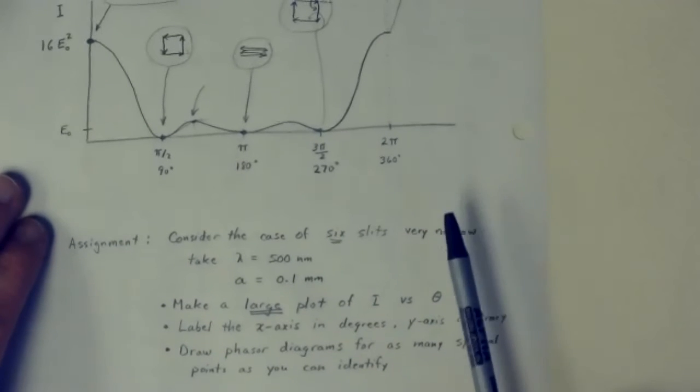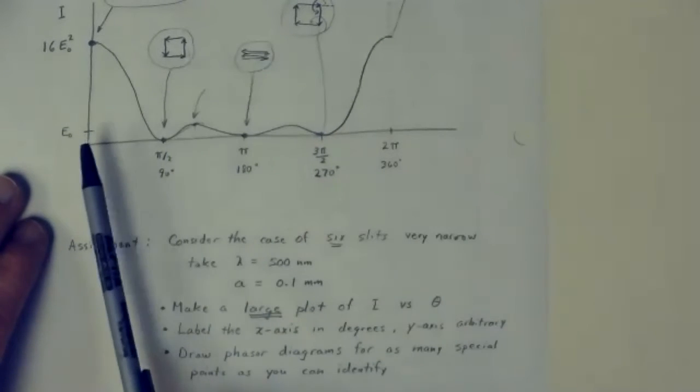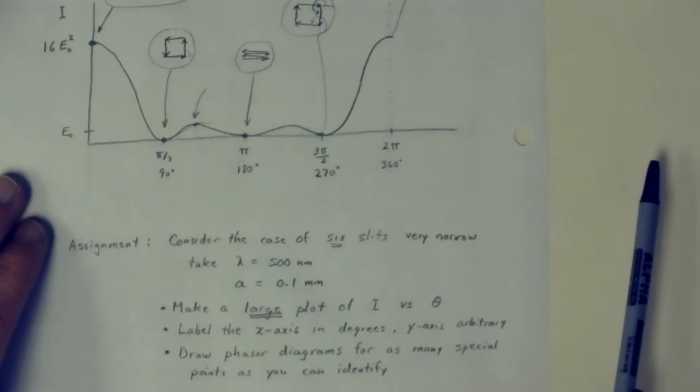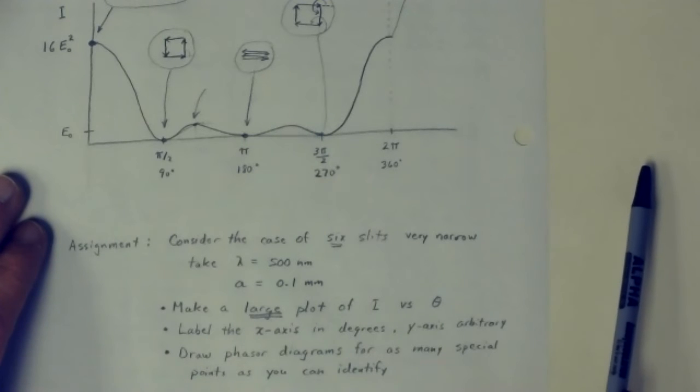And then the trick is to go on that plot, and at the very least, for all of the nulls, you should be able to draw a phasor diagram and show exactly what's going on at that null.